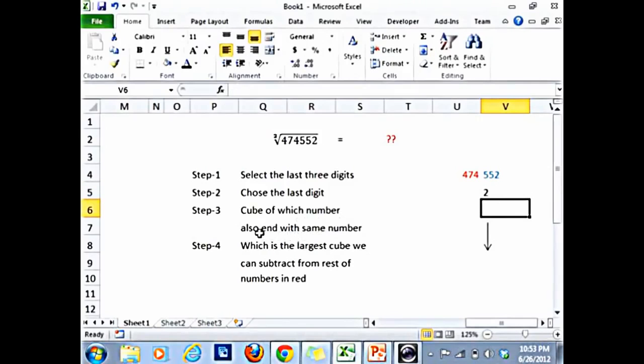The cube of which number also ends with the same digit? It's 2. So I think the cube of 8 ends with 2. So I write 8 here.